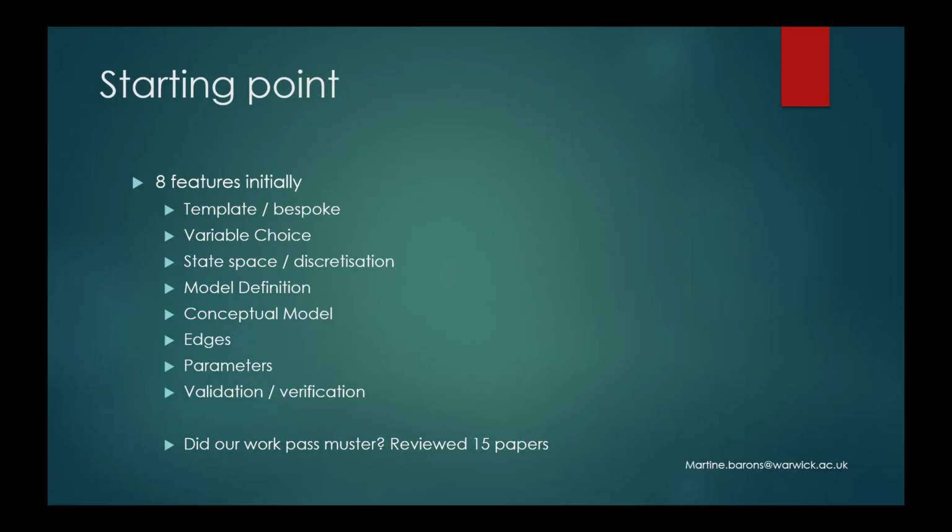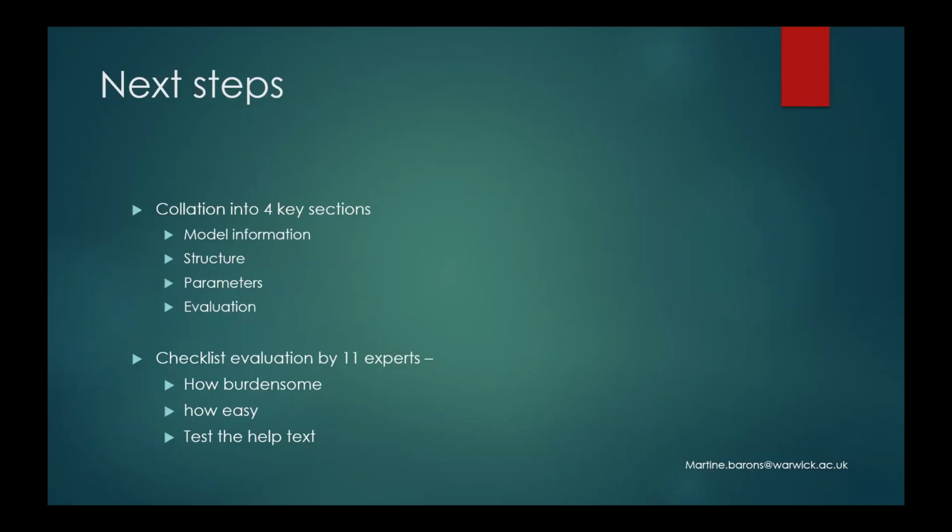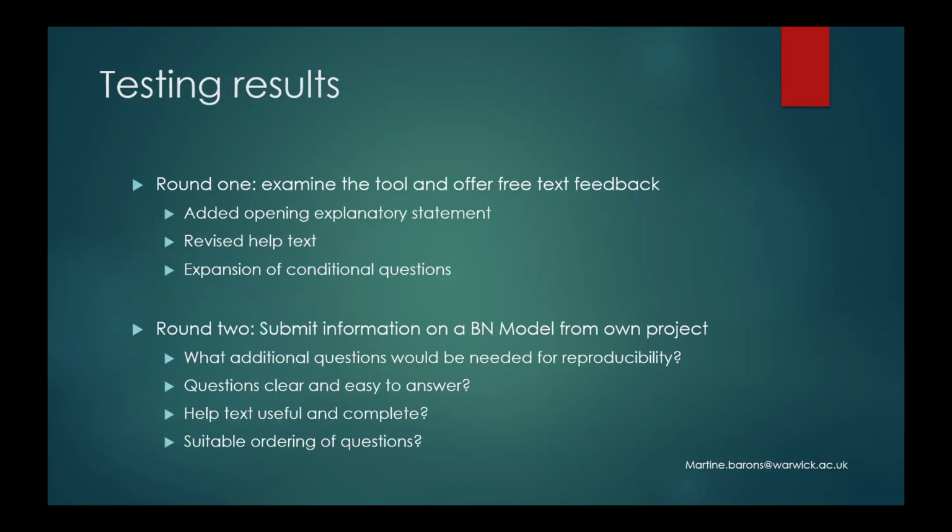So we actually reviewed 15 papers and asked these questions. And after that exercise, we saw that we were able to collate all the questions into 4 key sections. What is the model information? What is the structure? What are the parameters? And what evaluation was done? And so we sent this out to various experts, particularly the Bayesian Network Modeling Association, and 11 people replied. We asked them, how burdensome was it? How easy was it? And is the help text any good, or is it confusing?